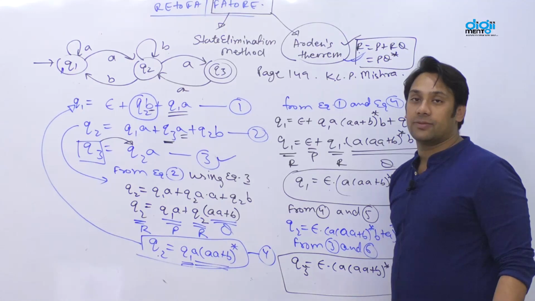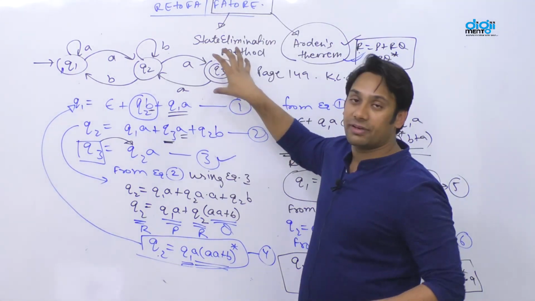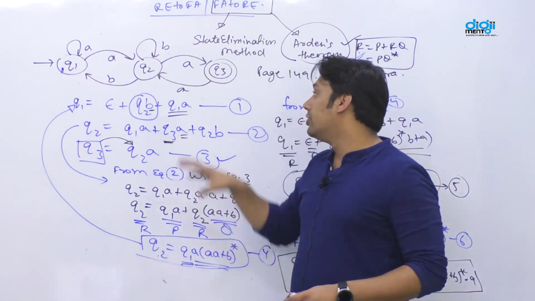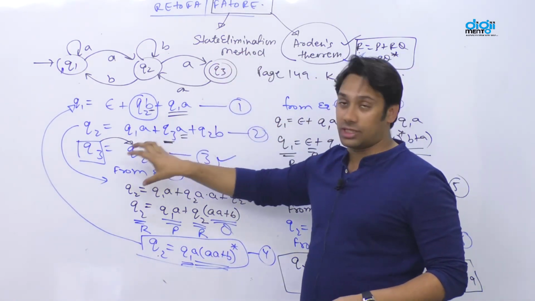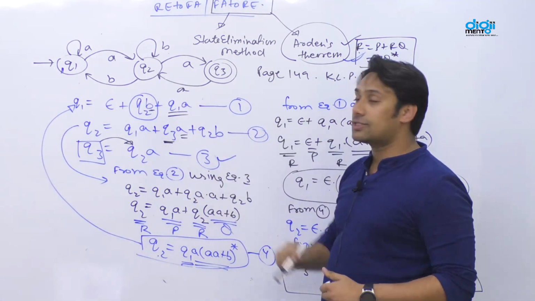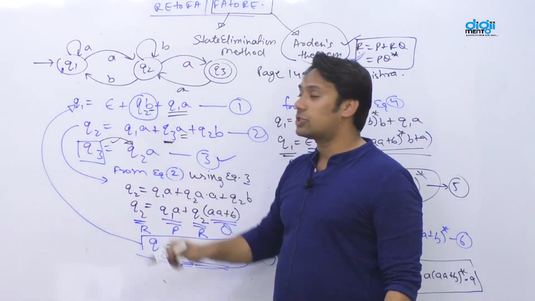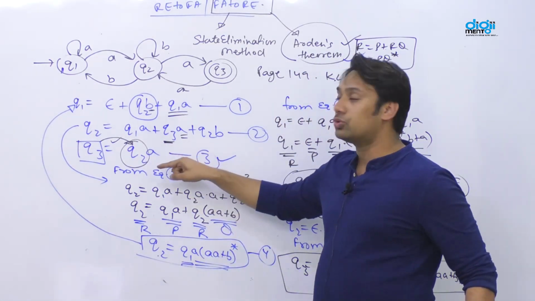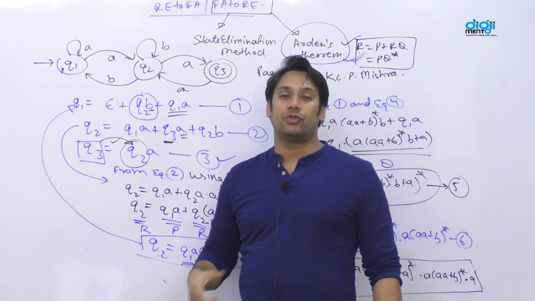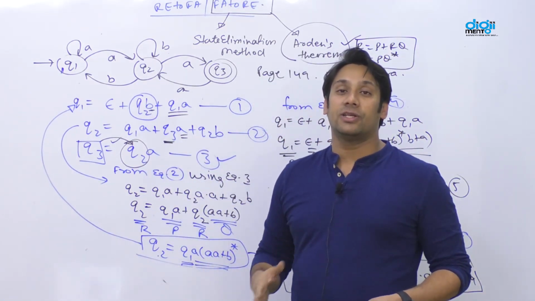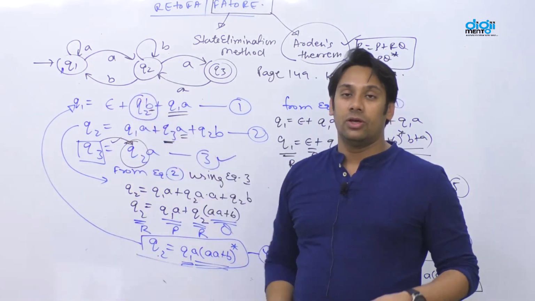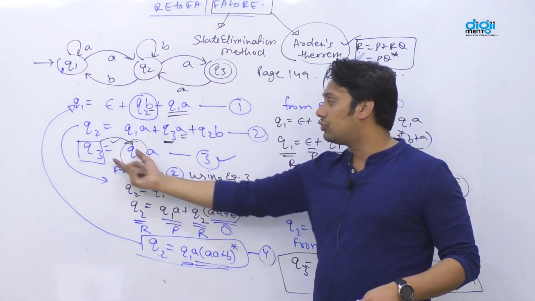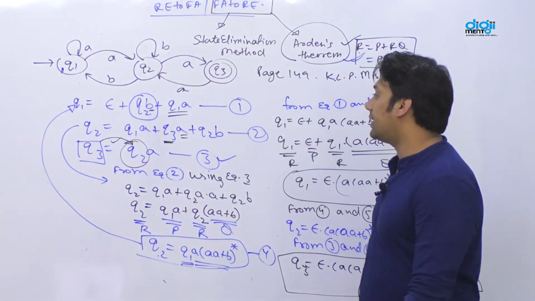Now after getting these 3 expressions, because we have q3 as a final state, our final answer we will get from q3 only. But the problem is that from this expression q3 we have to eliminate q2, and even we have to eliminate q1. So basically in our regular expression we should not have these states. So we will be using these 3 expressions to eliminate q2 from this expression q3. How can you do it?